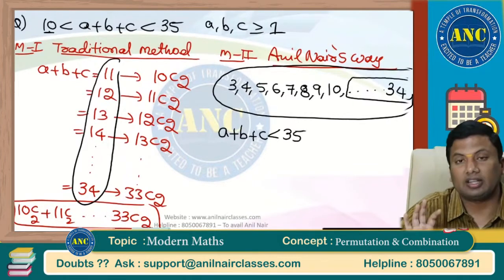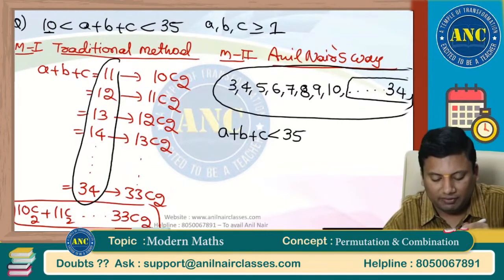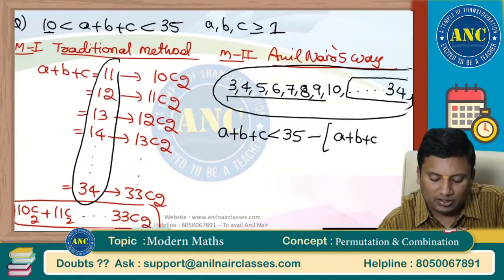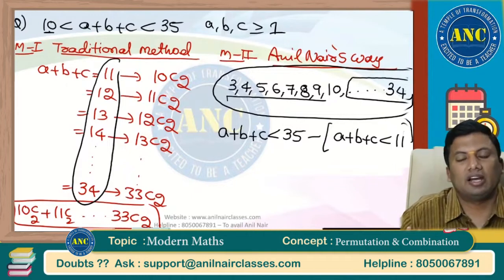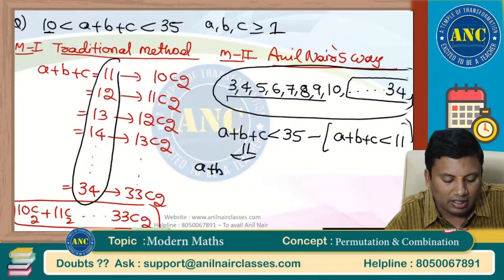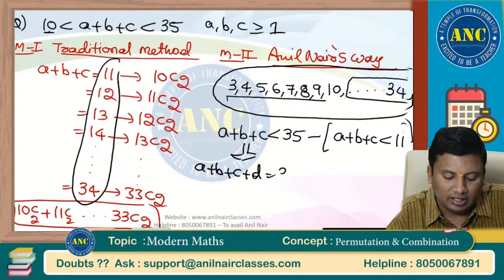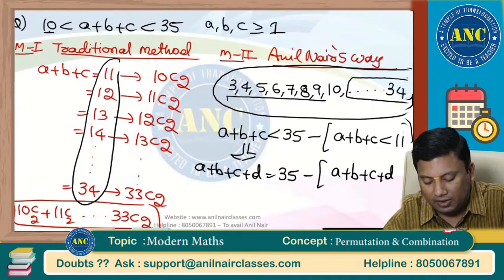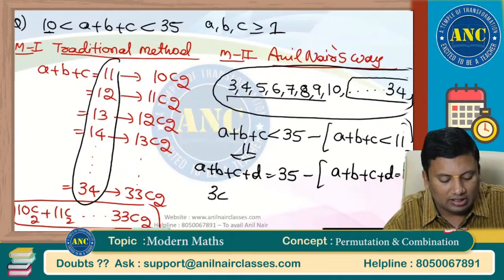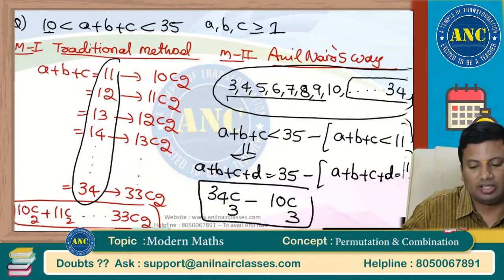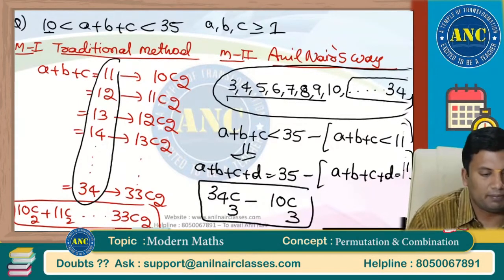Less than 35 means our highest value is 34, minus all these values, which are nothing but A plus B plus C less than 11. Less than 11 is highest value 10, right? So what is the answer for this question? This is nothing but A plus B plus C plus D equivalent to 35, and A plus B plus C plus D equivalent to 11. So answer is 34C3 minus 10C3.